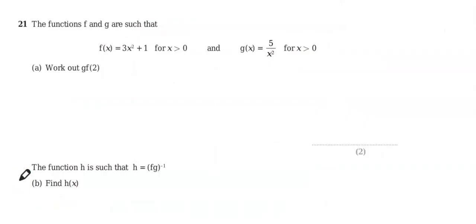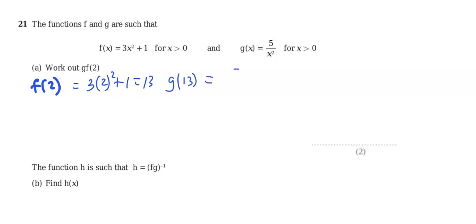Now, in order to find g of f of 2, we first do f of 2 and then we do g on it. So f of 2 is 3 times 2 squared plus 1, which is 13. And then we do g of 13, which is 5 over 13 squared. And so the answer equals 5 over 169.